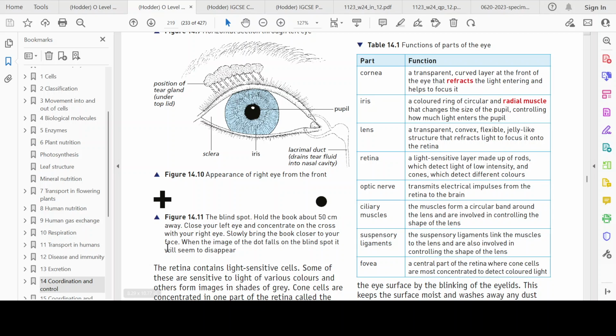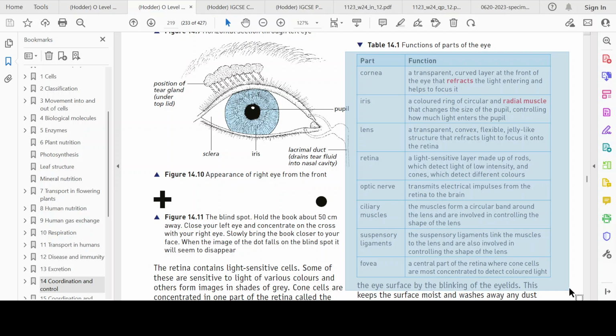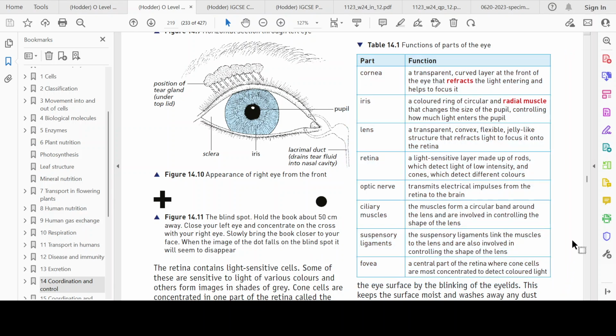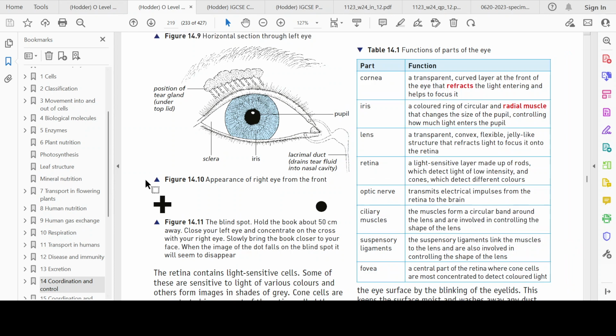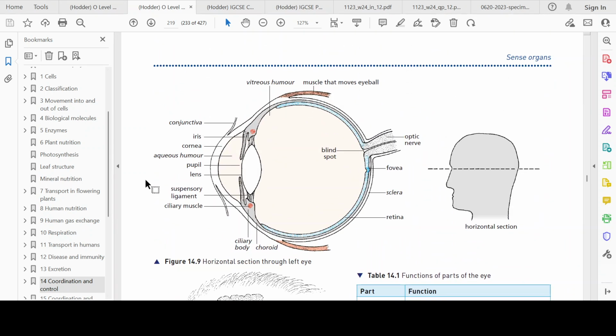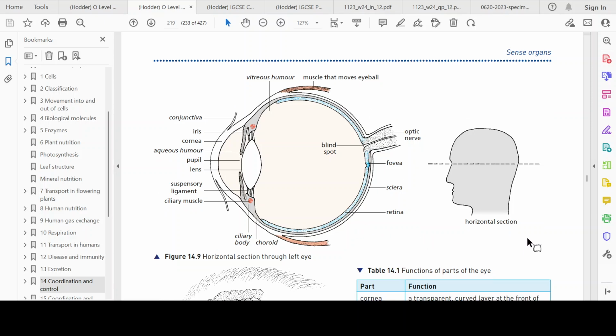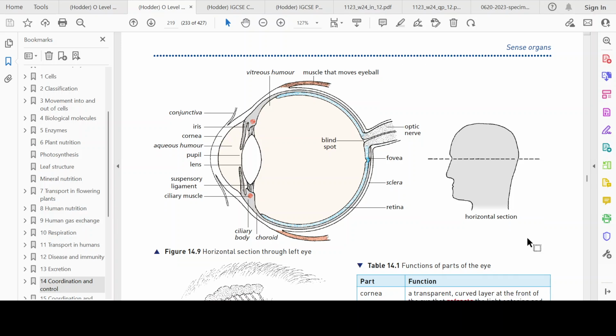Now, the parts and the functions of the eye that you need to know are given in this table. So let's just go through them, and then we'll take a look at those again. I've already mentioned these. So you take a look, and in all of this, you need to identify the parts that are given in the table.